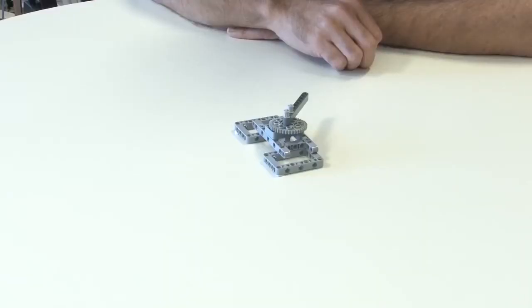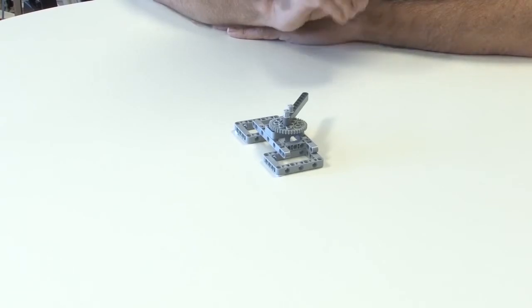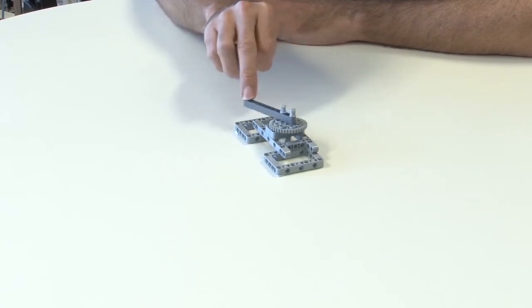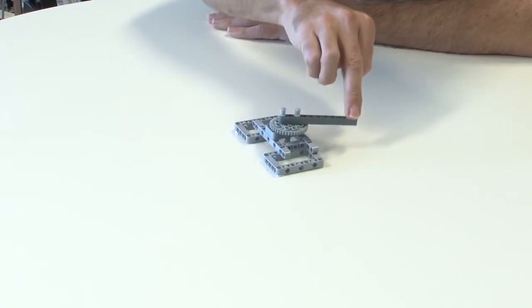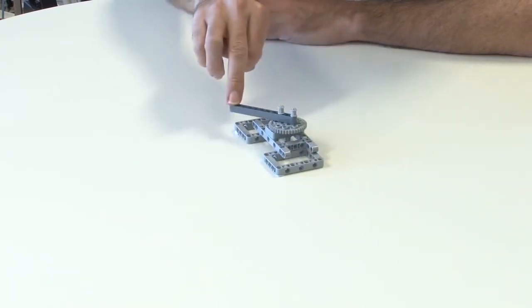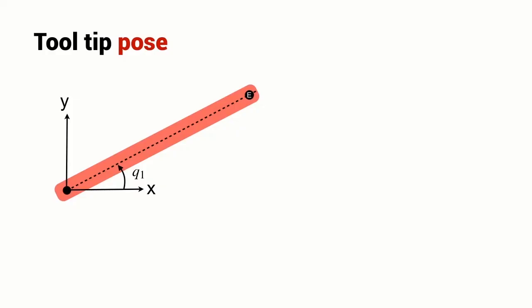Here I've created a very simple robot out of Lego. It's got simply one rotational joint, or one revolute joint, and the end effector position of the robot can follow any point around a circle. It's not particularly interesting or particularly useful. What you're interested in now is to describe the pose of the end effector of this one joint robot.